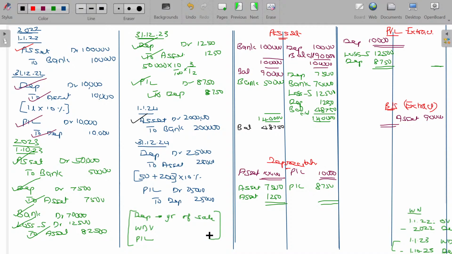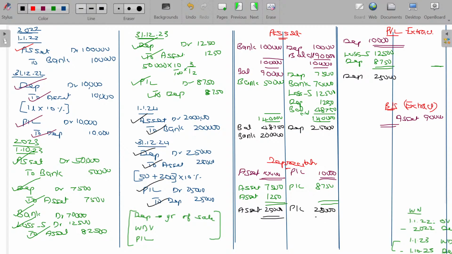And last year asset, in asset to bank we purchased one more asset for rupees 2 lakhs. Bank of course not required. And in depreciation to asset the value being 25,000. And in asset by depreciation 25,000. This 25,000 is for both the asset newly purchased as well as asset continued from the earlier year. And in P&L account depreciation 25,000, and in depreciation P&L account 25,000.